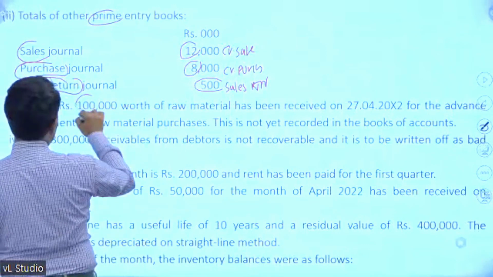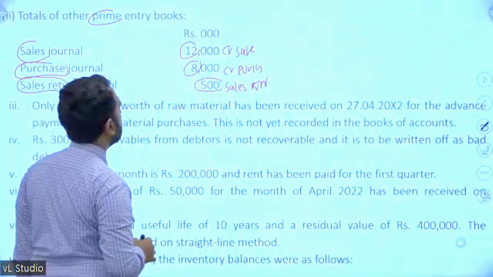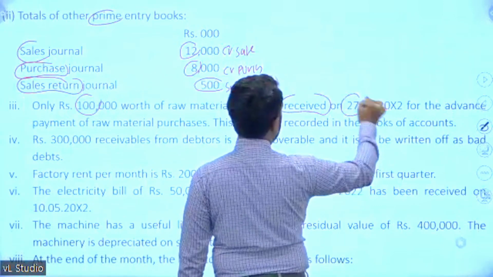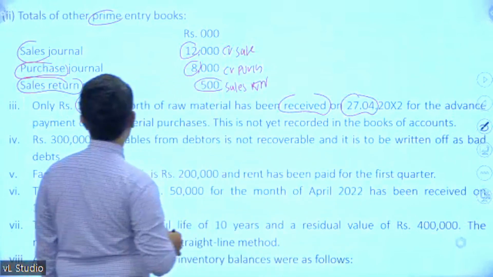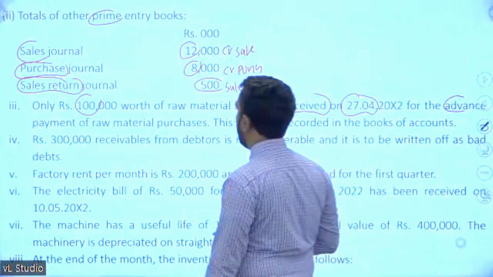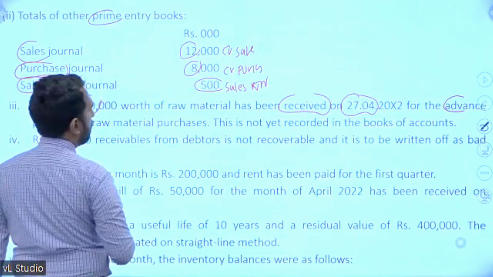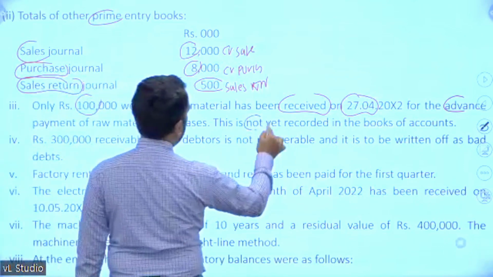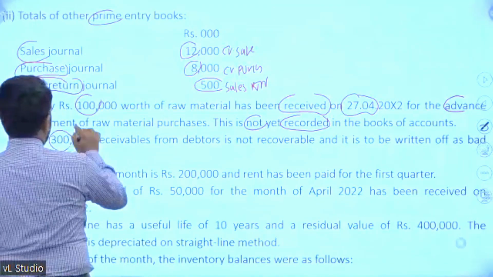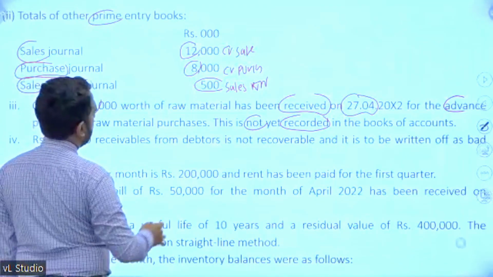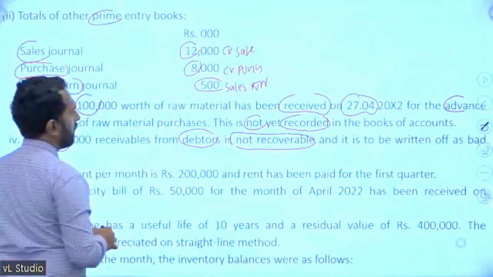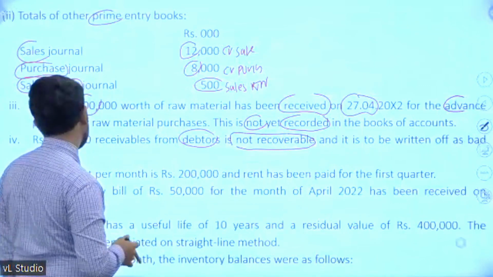Only rupees 100,000 worth of raw materials has been received on 27th April for the advance payment. Against the advance payment, they are receiving only 100 rupees worth of raw materials. This is not yet recorded. Not recorded. Rupees 300 receivable from the debtor is not recoverable, and it is to be written off as bad debts.